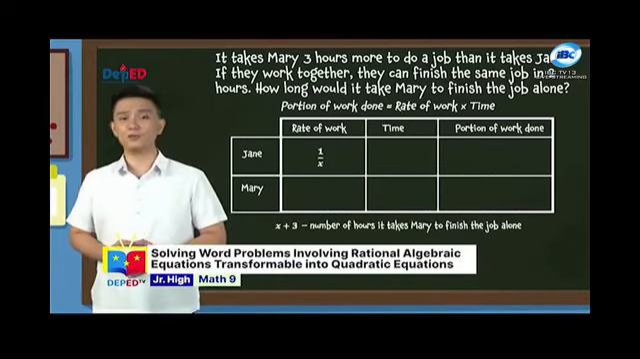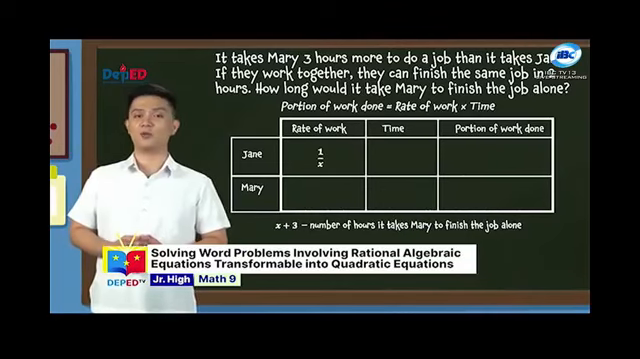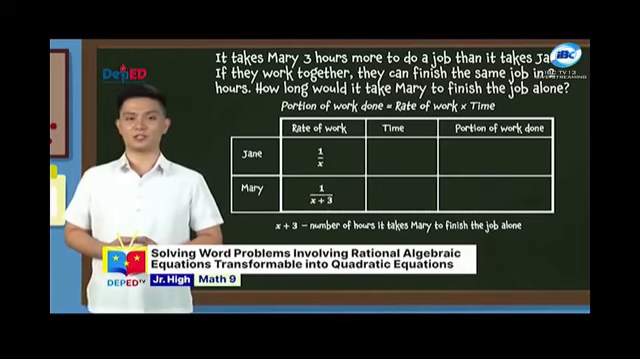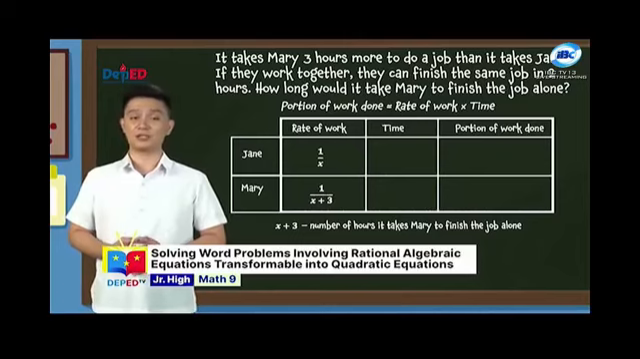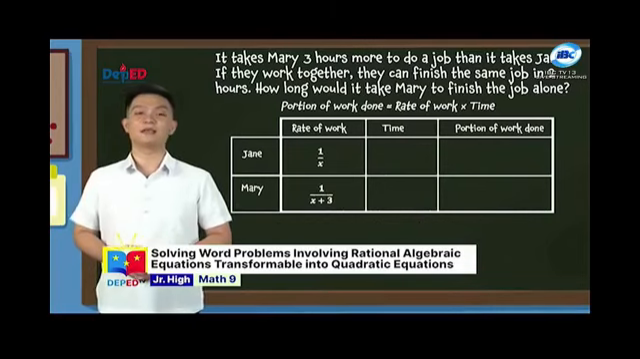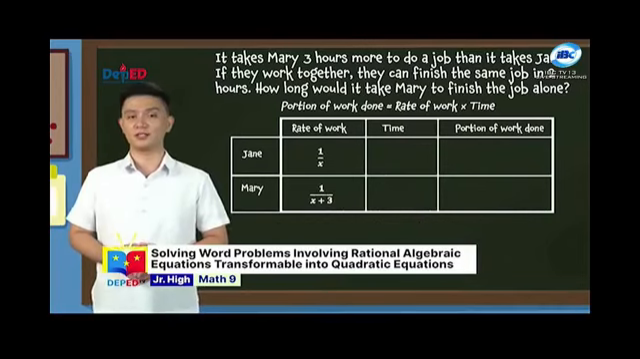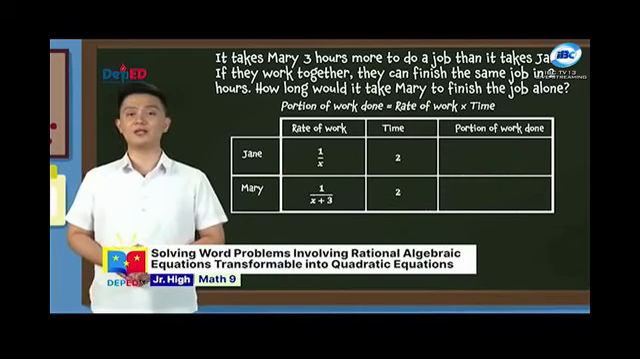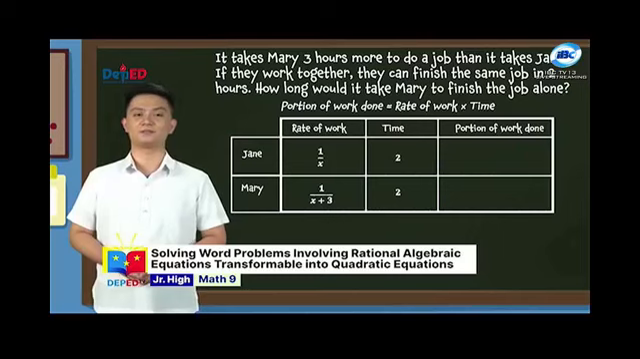Then, it follows that Mary needs x plus 3 hours to finish the job alone. Hence, her rate of work is 1 over x plus 3. Mary can accomplish 1 over x plus 3 of the job per hour. And since it was mentioned that if they work together, they can finish the job in 2 hours, we indicate in the table that each of Jane and Mary works for 2 hours.